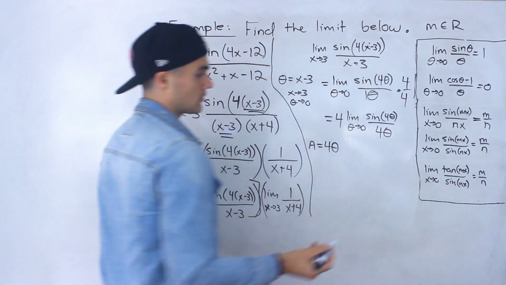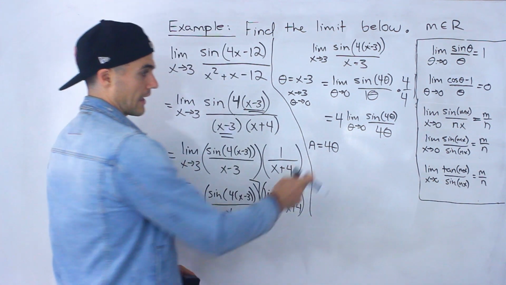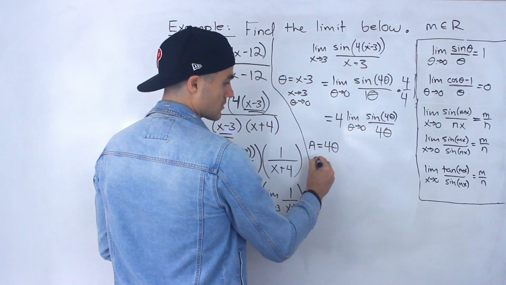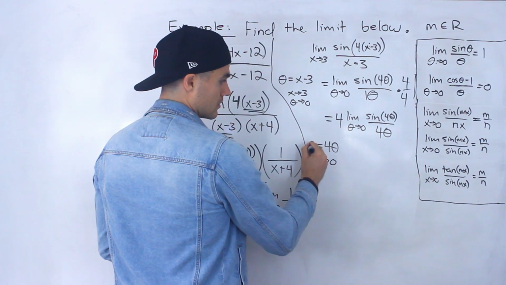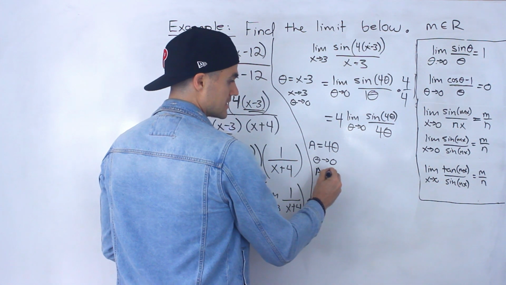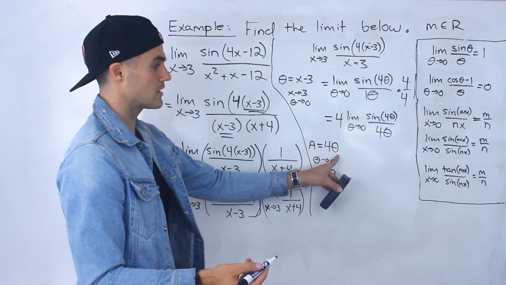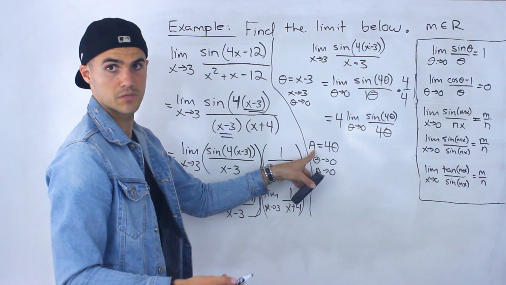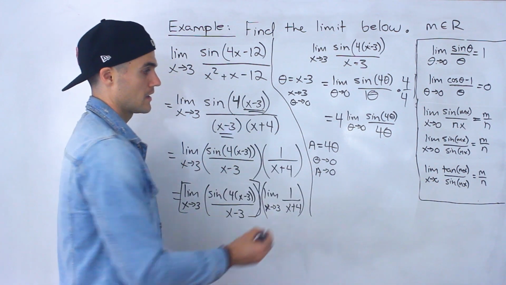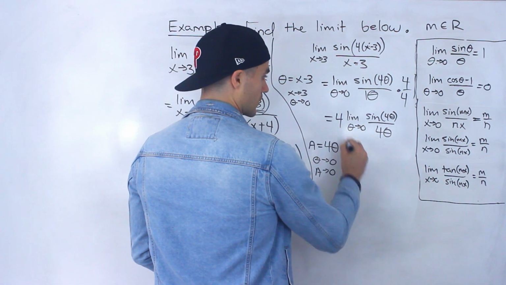I'm going to let capital A equal 4 theta. And notice that as theta approaches 0, this A is approaching 0 as well. As this theta approaches 0, 4 times 0 is going to be 0. So A is approaching 0. So from here, we got the 4.